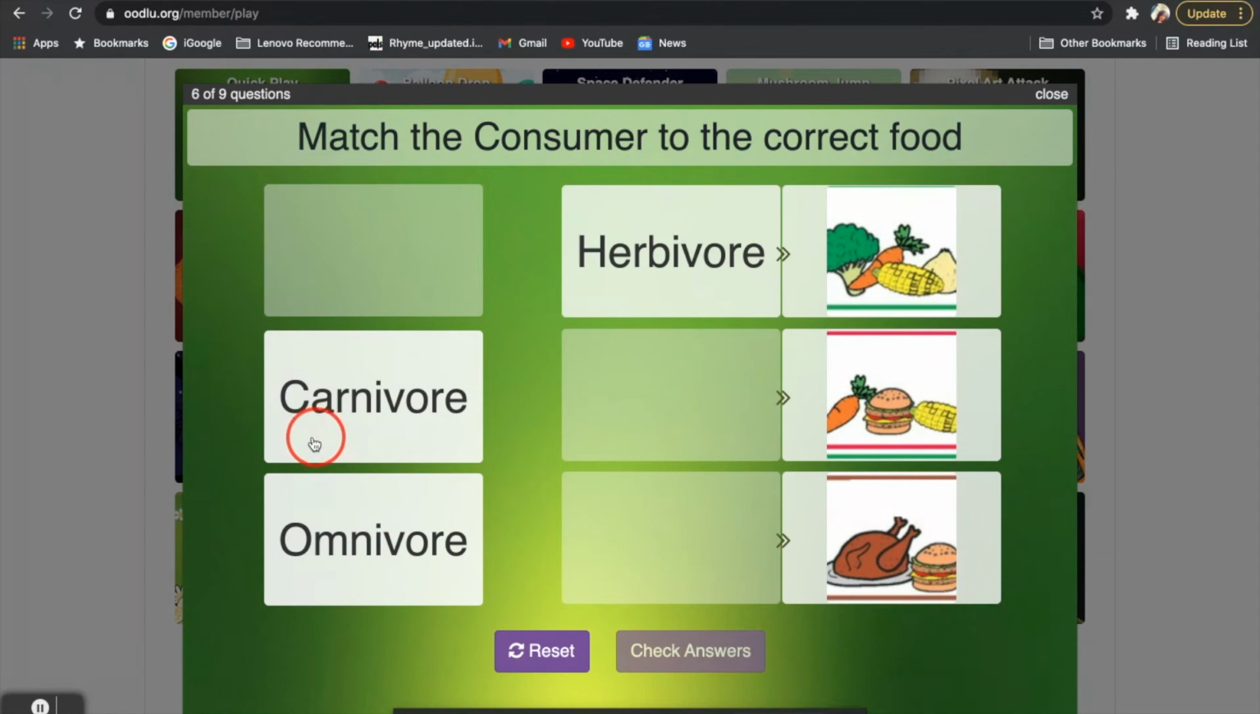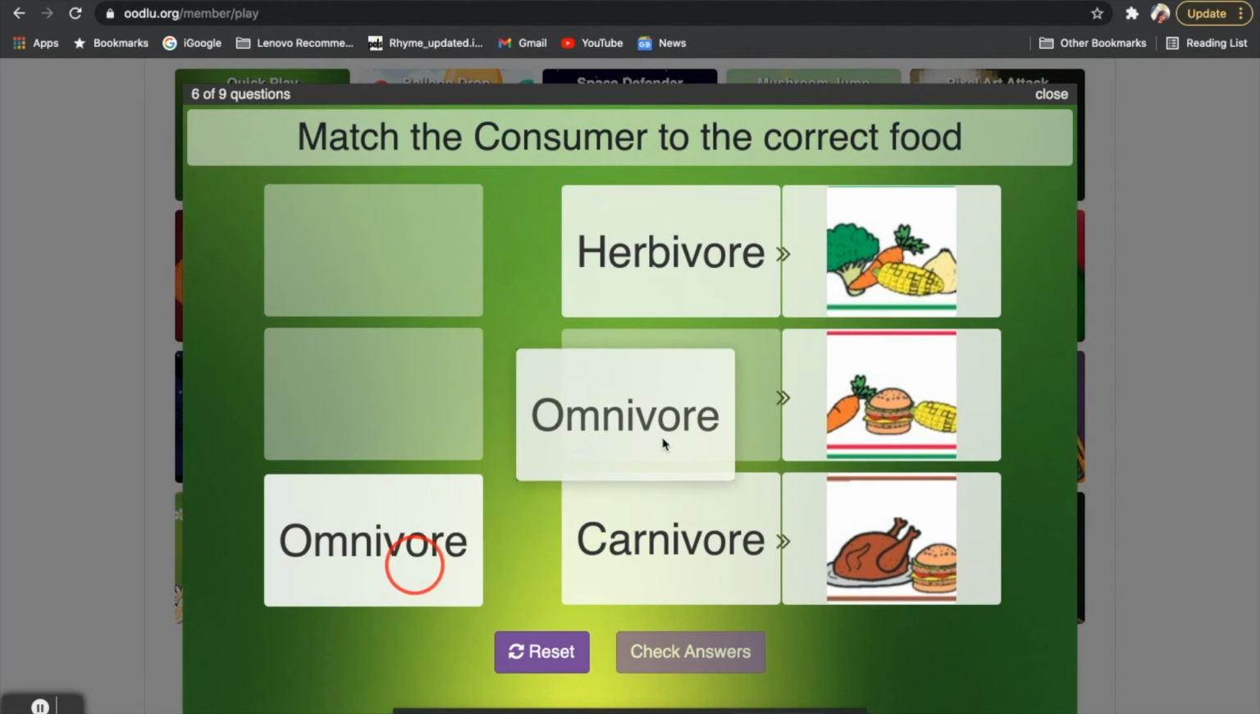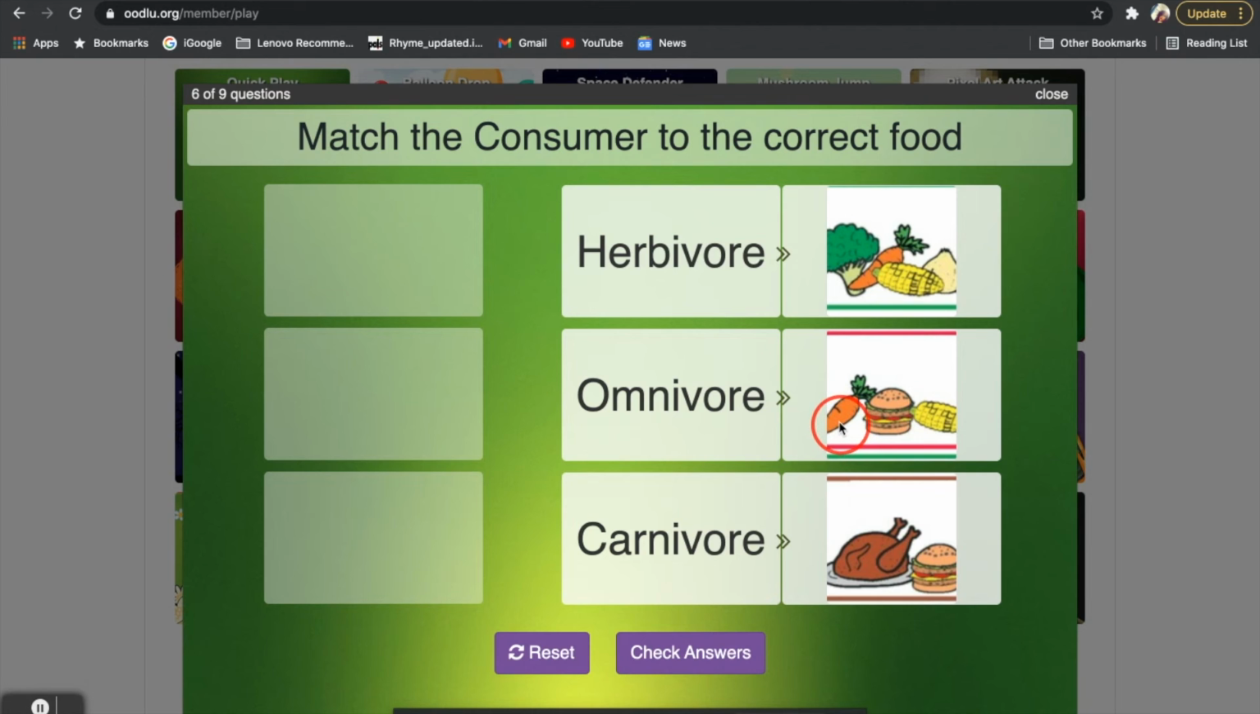How about the carnivore? Who is the carnivore being matched up to? Is it the carrots, burger, and corn? Or is it just the chicken and the burger? If you said the chicken and the burger, that is correct. Carnivores only eat meat. And then our last one is the omnivore. Omnivore is going to be matched up to box number 2, which shows carrots, burger, and corn. Omnivores like to eat both vegetables and meat.